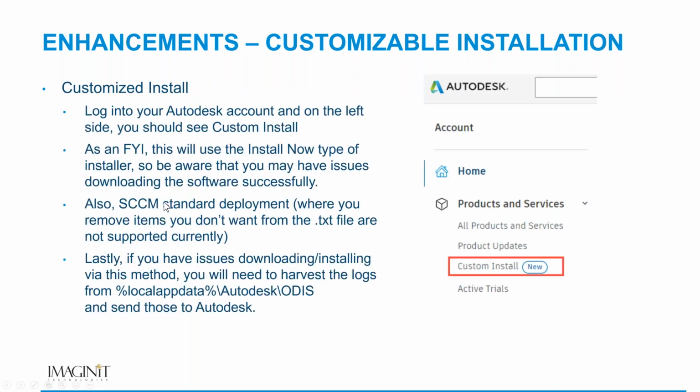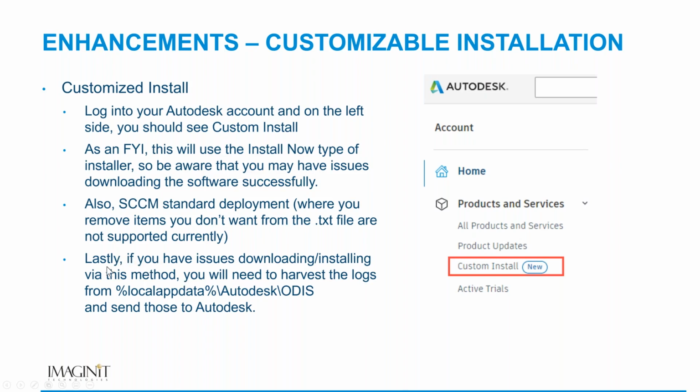All right, this is your customized install. This we do through your Autodesk account. So when you come into your Autodesk account under Home, Product Services, you'll see Custom Install. As an FYI, you can migrate toolbars after it's installed. As an FYI, this will use the Install Now type of installer, so be aware you may have issues downloading the software successfully. Also, if you guys have been using SCCM standard deployment where you remove the items you don't want from the text file, it is not supported for 2022.